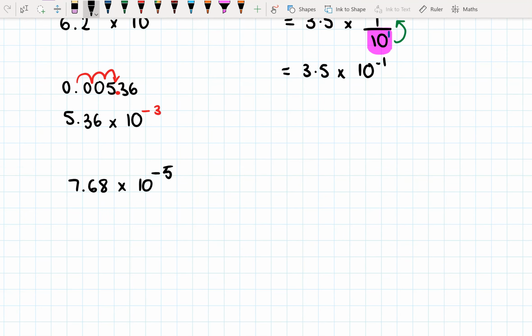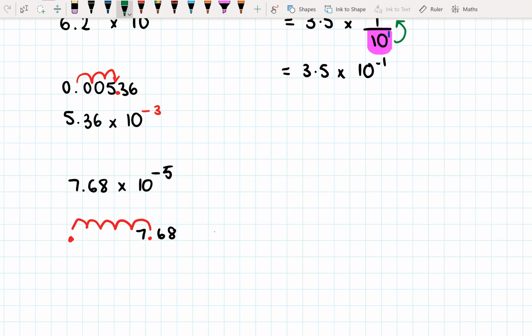So what we do is we start with the 7.68 here. I'm just going to move that down slightly so I have some more space. So 7.68 we start with here. Now, this is where our decimal point currently is, but we've moved it by 5 spaces. So what you need to do is move it back 5. So we're going 1, 2, 3, 4, 5, and that's where our decimal point is now going to be.